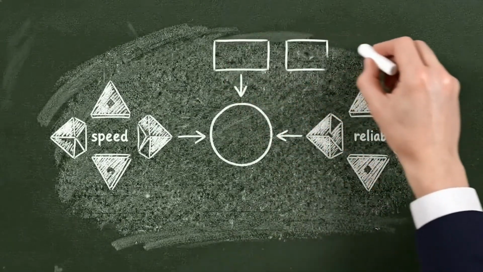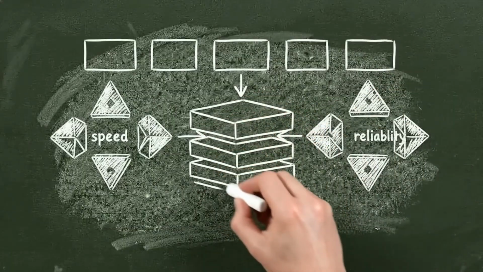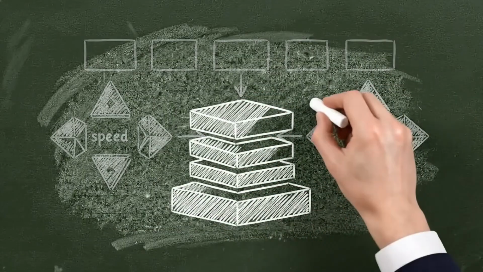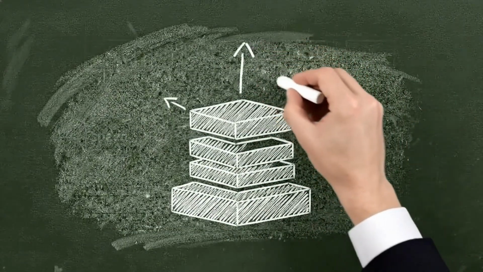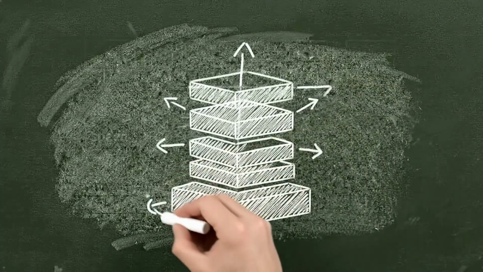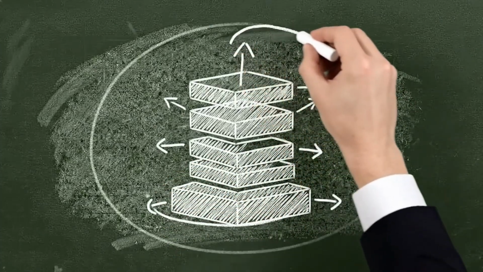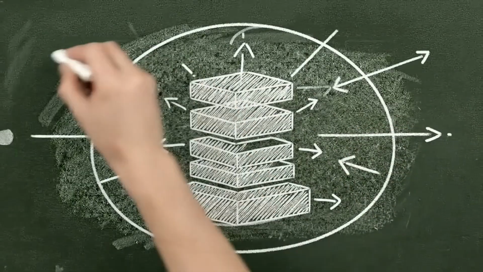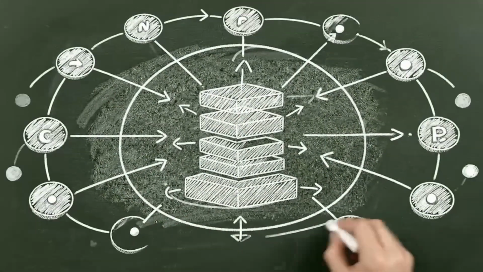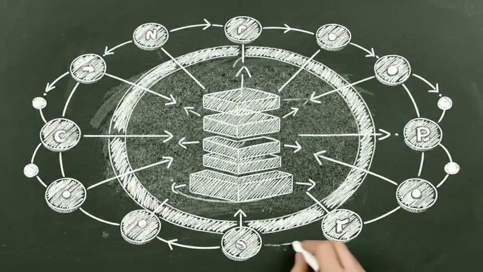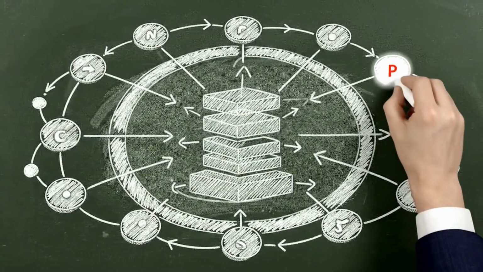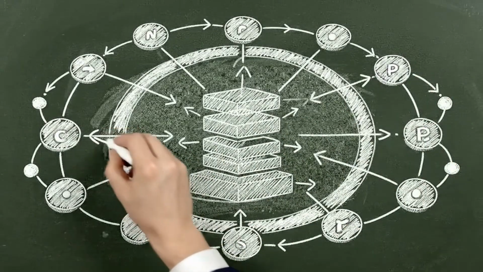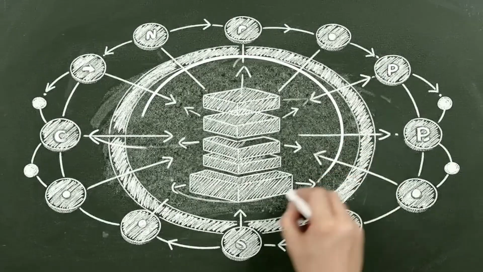DNS is built in layers, so no single server ever needs to know everything about the internet. Each layer handles only a small part of the naming system, which keeps the entire network manageable. This design allows DNS to scale globally without slowing down as the internet continues to grow. If one server fails, others quietly take over, often without users noticing anything at all.